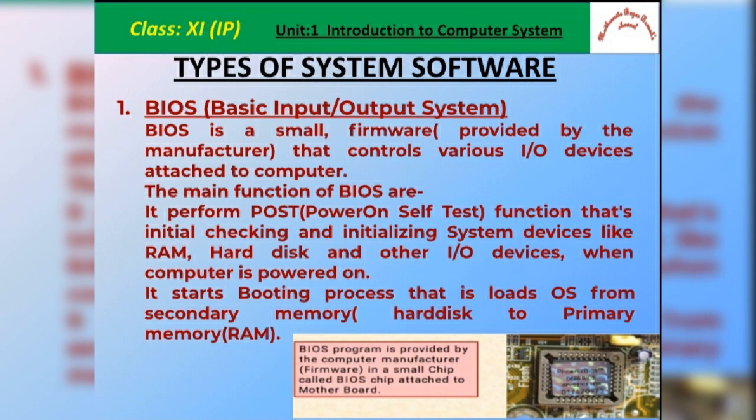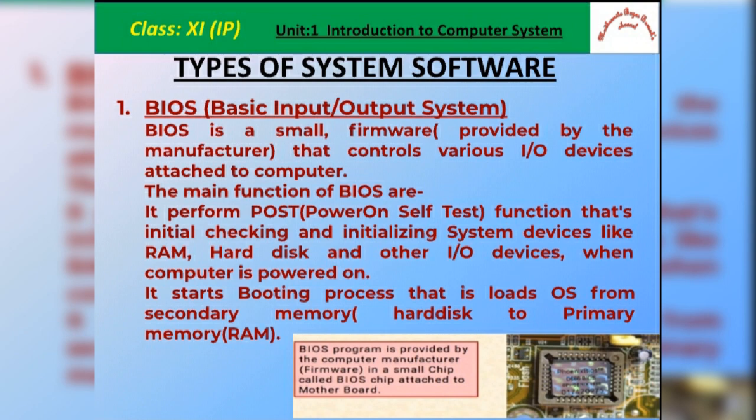First, the first system software we can say is the BIOS, Basic Input Output System. The BIOS is a small firmware that controls various input-output devices attached to the computer. The main function of BIOS is to perform the power on self-test function, that is initially checking and initializing the system devices like RAM, hard disk and the other input-output devices when the computer is powered on.